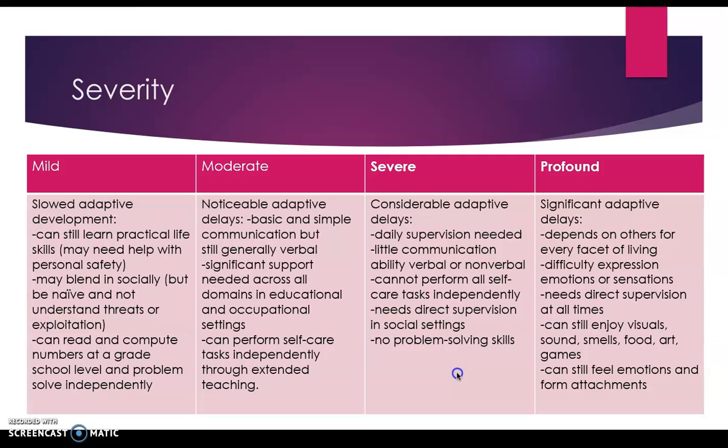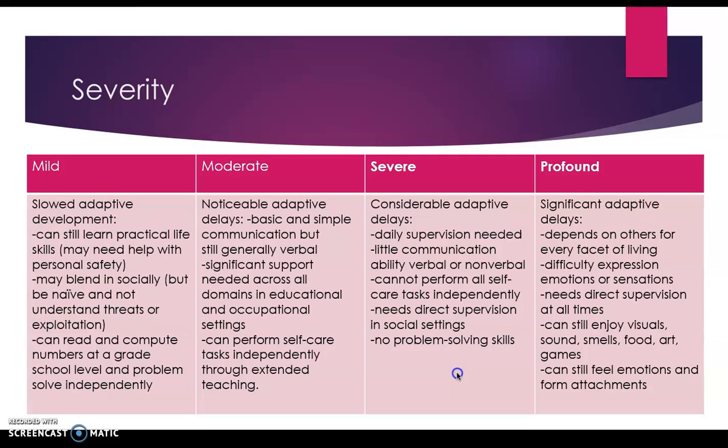And now we're moving on to profound intellectual disabilities. So this is now where we reach significant adaptive delays. A person with a profound intellectual disability will depend on others for every facet of their living. This is someone who might have difficulty expressing emotions or sensations.